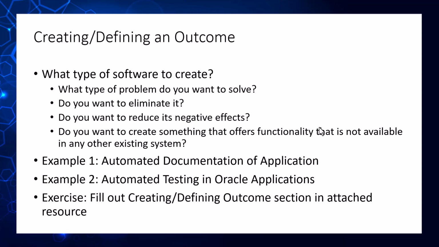Or maybe we want to create something that offers functionality that is not available in any other existing system. This is going to be really important because it will help us shape the type of software to create. For example, if you want to solve a problem on a mobile phone, you're not going to make a desktop command line application to do that. So you really want to be as specific as possible.